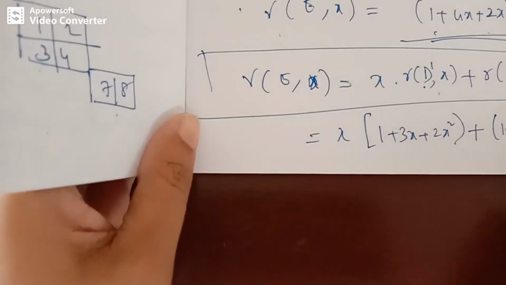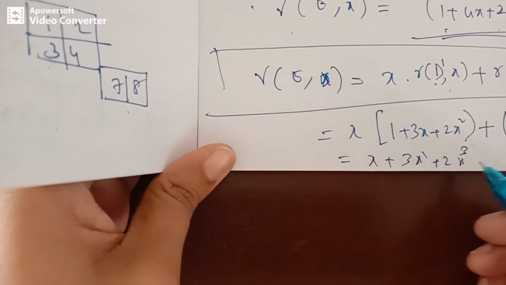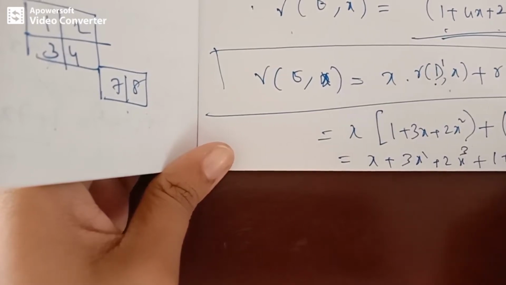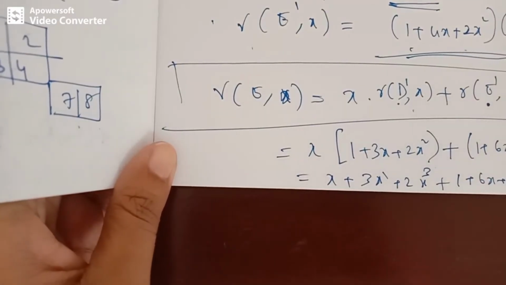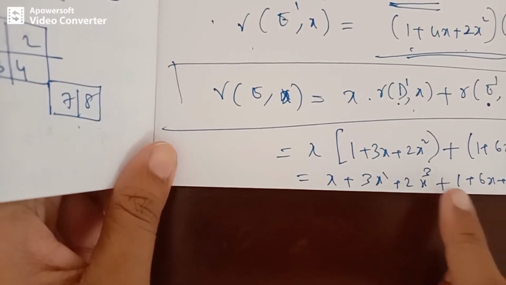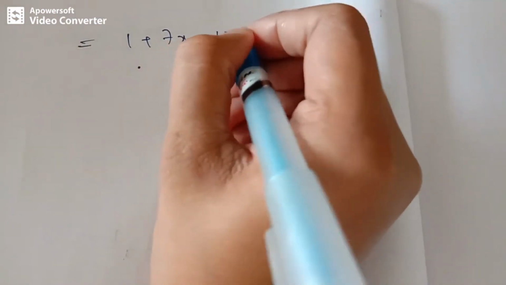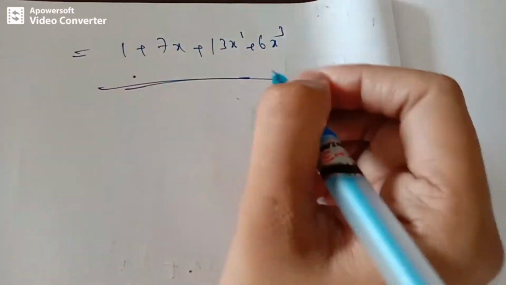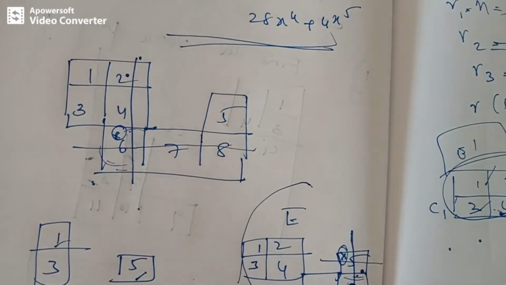Okay, we can simplify this further. What we get is x plus 3x square plus 2x cube plus 1 plus 6x plus 10x square plus 4x cube, or we get 6x cube, right, plus 13x square plus 7x plus 1, which is equivalent to 1 plus 7x plus 13x square plus 6x cube. So we have found out the Rook's polynomial for this entire board.